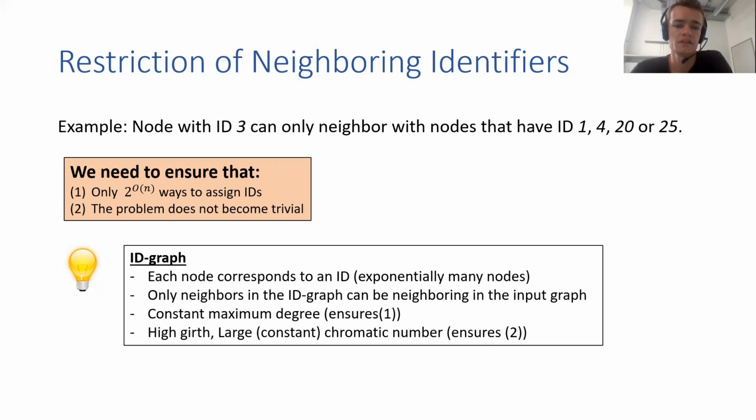And then last, this ID graph has a high girth. And it also has a large constant chromatic number. And these properties are important to ensure the second point, that the problem does not become trivial.